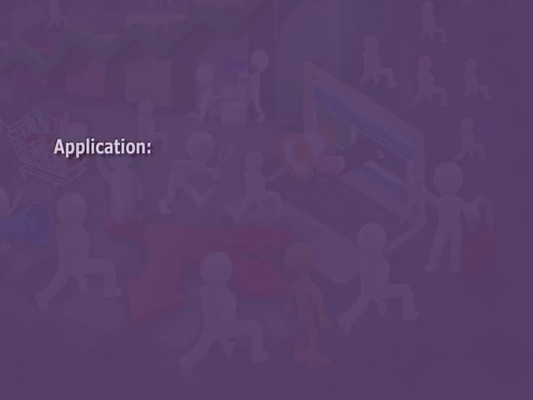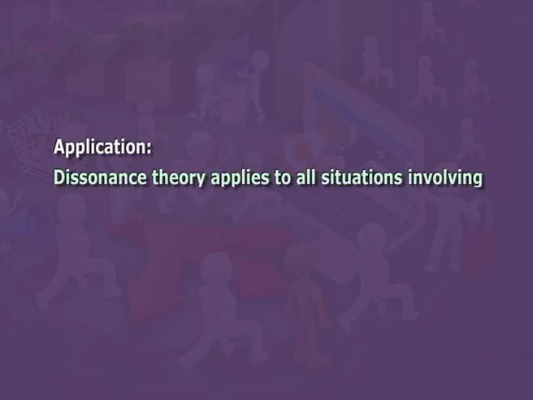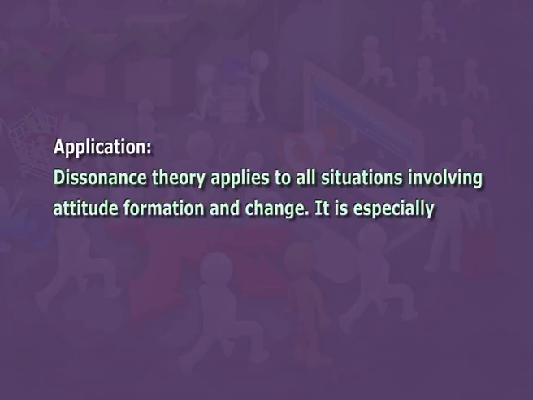Dissonance occurs most often in situations where an individual must choose between two incompatible beliefs or actions. The greatest dissonance is created when the two alternatives are equally attractive. Furthermore, attitude change is more likely in the direction of less incentive, since this results in lower dissonance. In this respect, dissonance theory is contradictory to most behavioral theories, which would predict greater attitude change with increased incentive, that is, reinforcement. Application. Dissonance theory applies to all situations involving attitude formation and change.